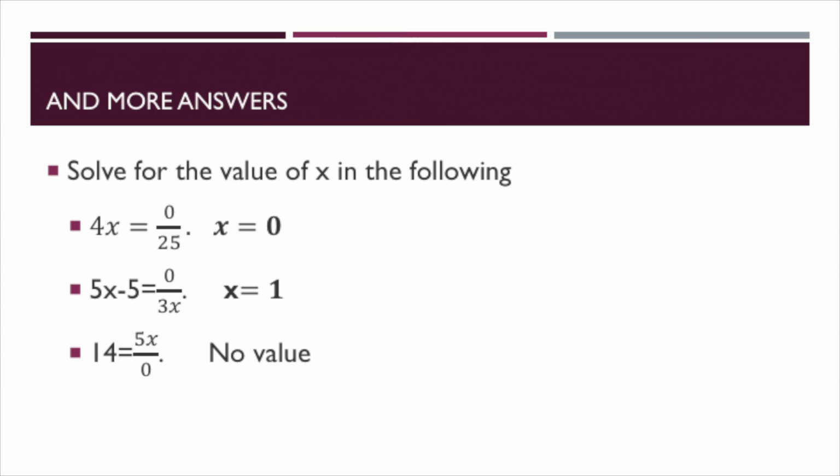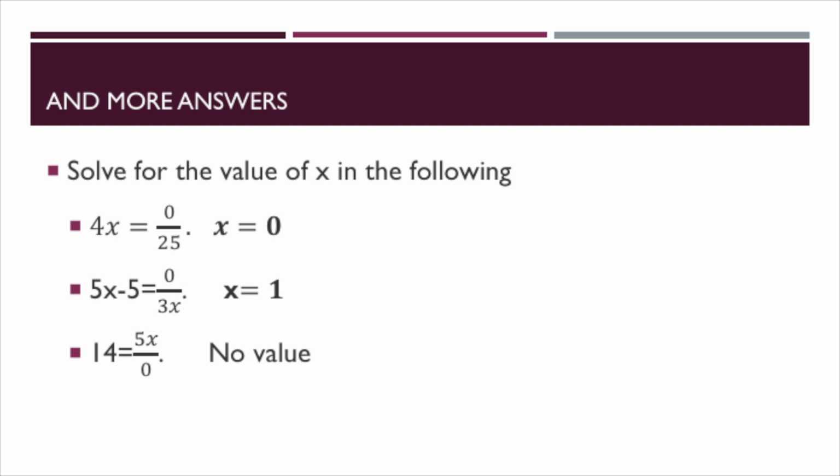Okay, now let's go through the next set of questions. The first one was 4x equals 0 over 25, solve for x. Well, 0 over 25 is 0, so we have 4x equals 0, and that makes x 0. Now our next one said 5x minus 5 equals 0 over 3x. Well, we know 0 over 3x is 0, and so we have 5x minus 5 equals 0. Let's move the 5 over. 5x equals 5, so x equals 1.